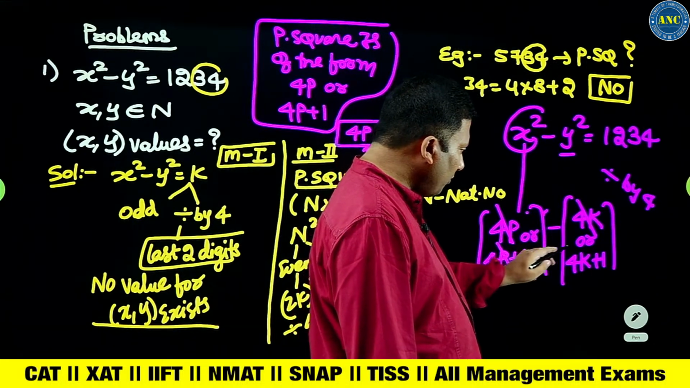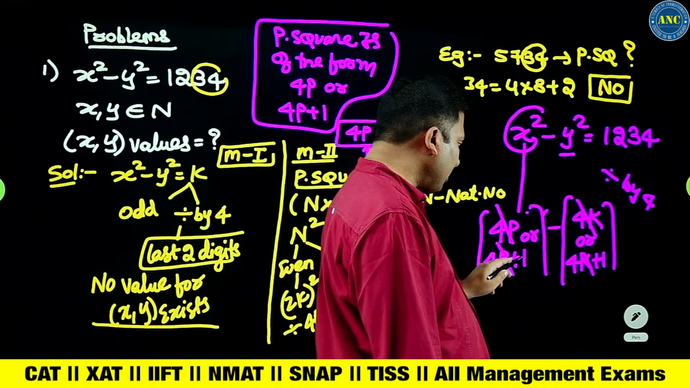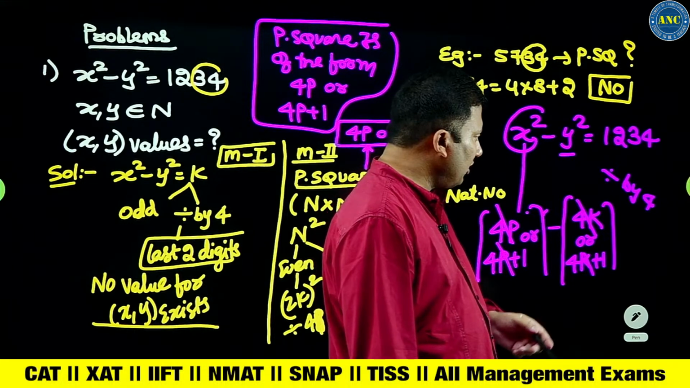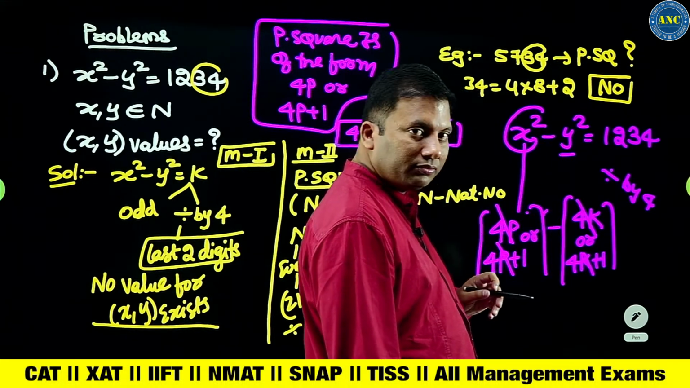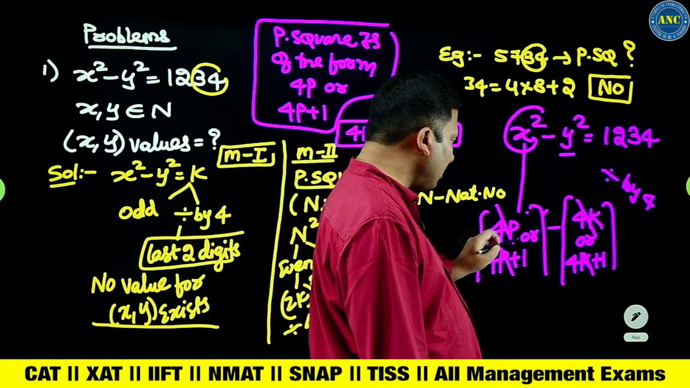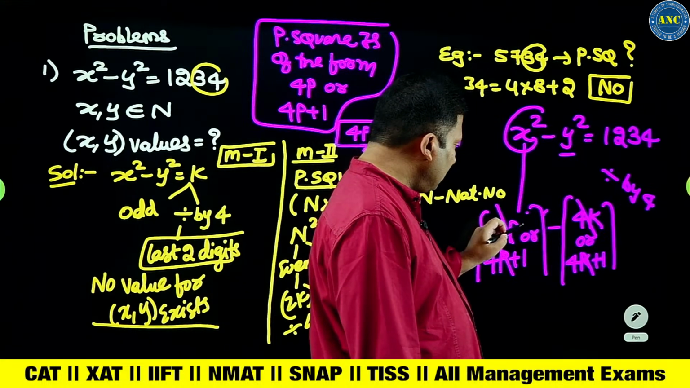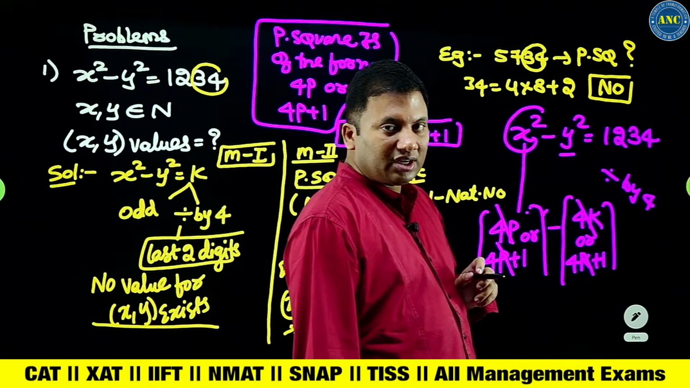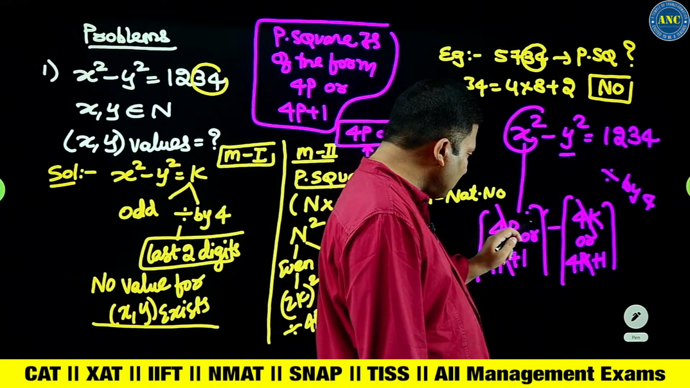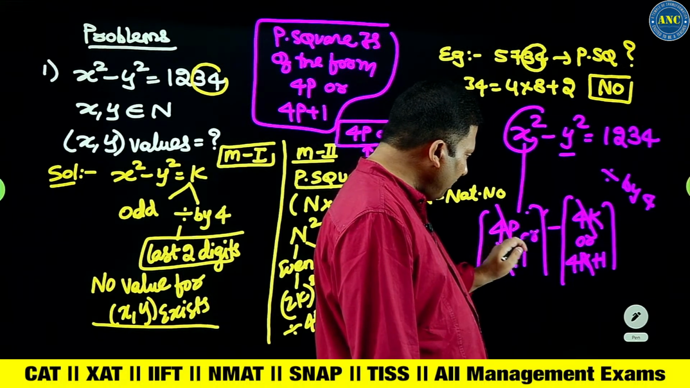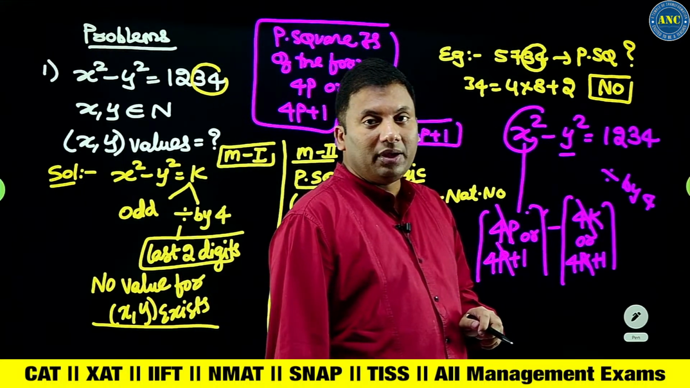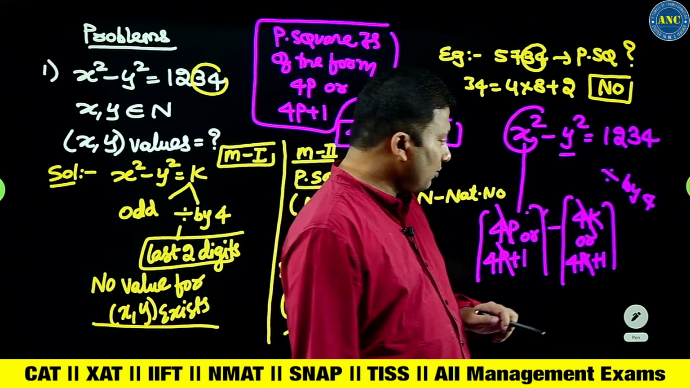4p plus 1 minus (4k plus 1) plus 1 minus 1, divisible. The answer is divisible by 4. 4p plus 1 minus 4k: this minus this, the answer is divisible by 4. This minus this is 4p minus 4k. 4p minus 4k, both are divisible by 4.